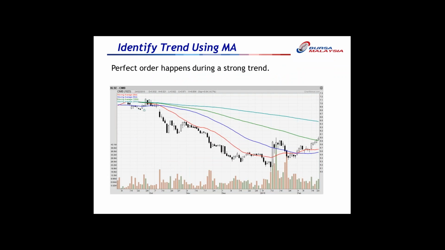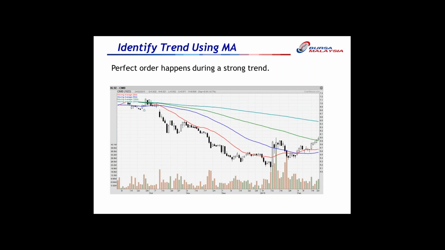Now, in this case, we look at CIMB. Okay, you notice that the red line is a 20-day moving average. The blue line is a 50-day moving average. The green line is a 100-day moving average. The other green line is the 200-day moving average. When the shorter period moving average, in this case the 20 day, is below the longer period, in this case the 50 day, 100 day, 200 day, it just means that it is a downtrend.